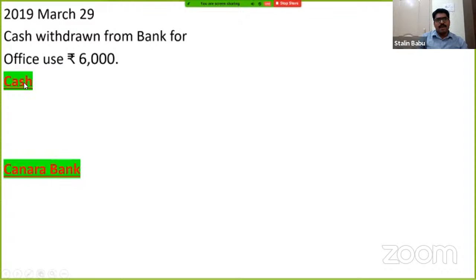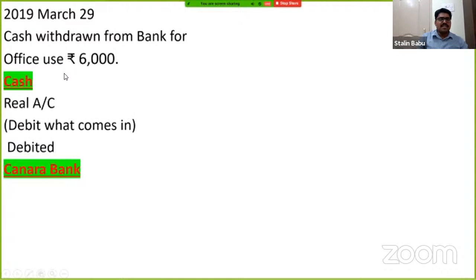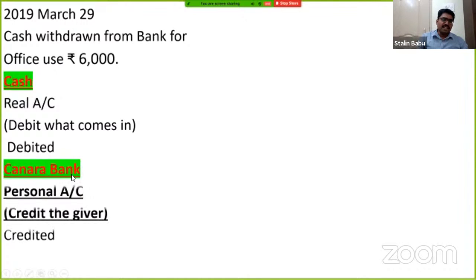Cash is a real account. According to the real account, debit what comes in. Here cash is coming into the business, so cash account should be debited. Canara Bank is an artificial person, personal account. Debit the receiver, credit the giver. Here Canara Bank is giving the cash, so Canara Bank account should be credited. So the entry is cash account debit to Canara Bank account. Let us post in the journal book.